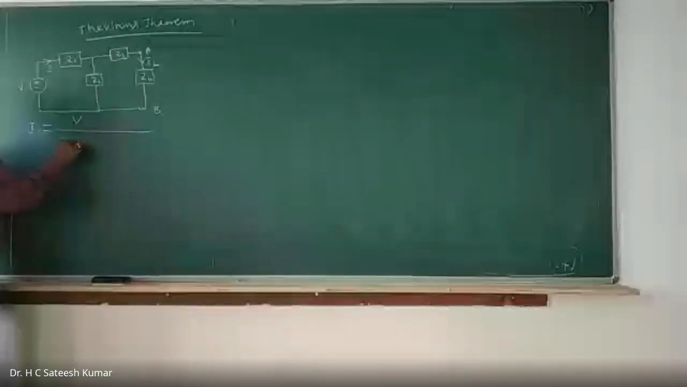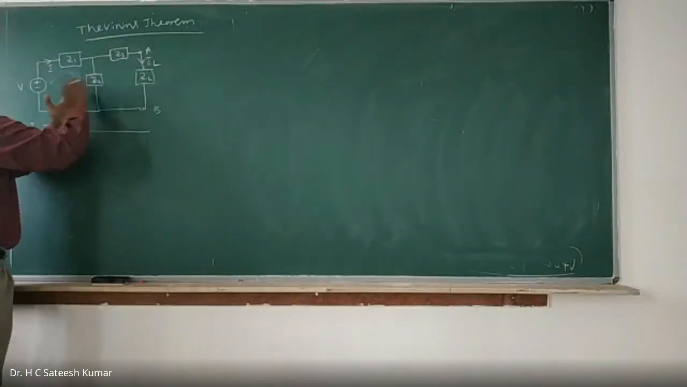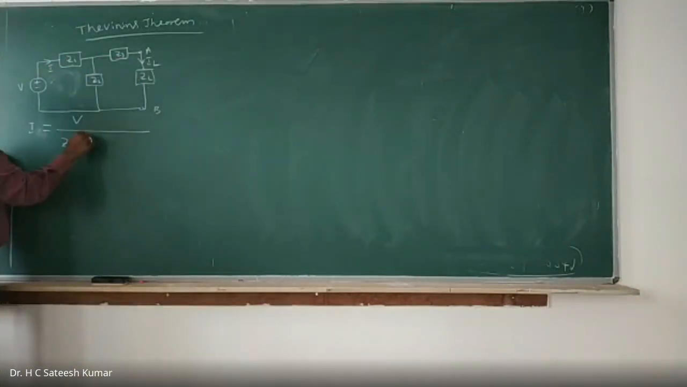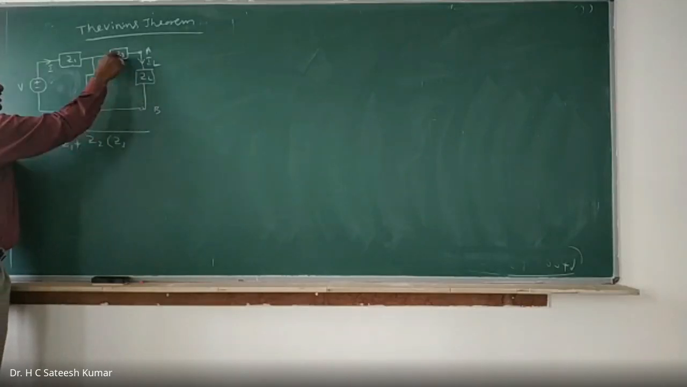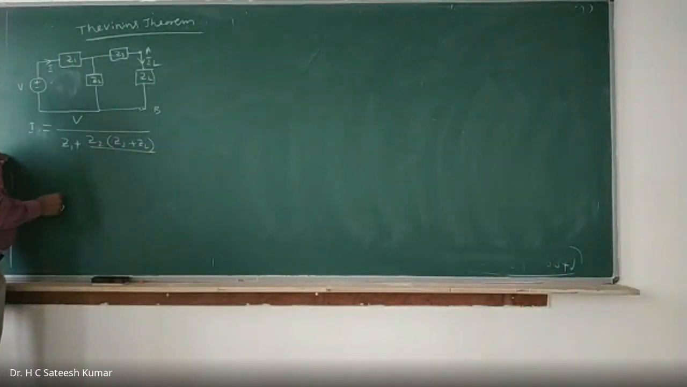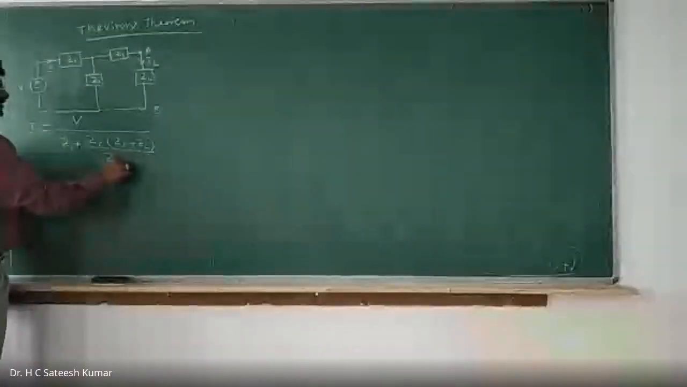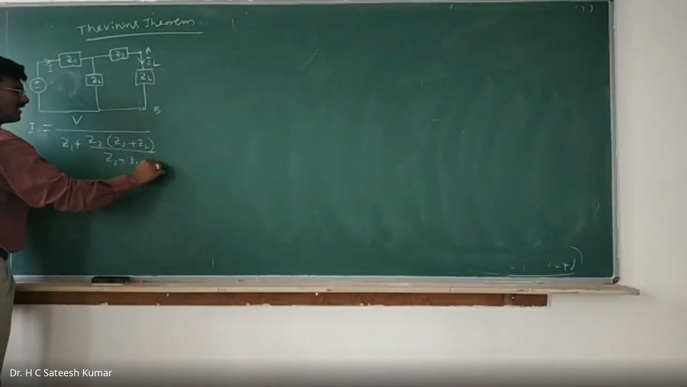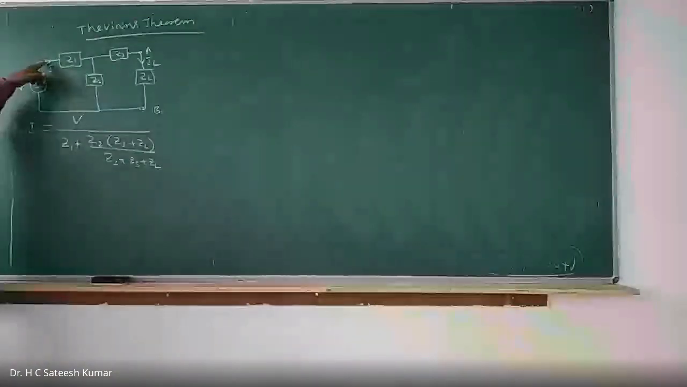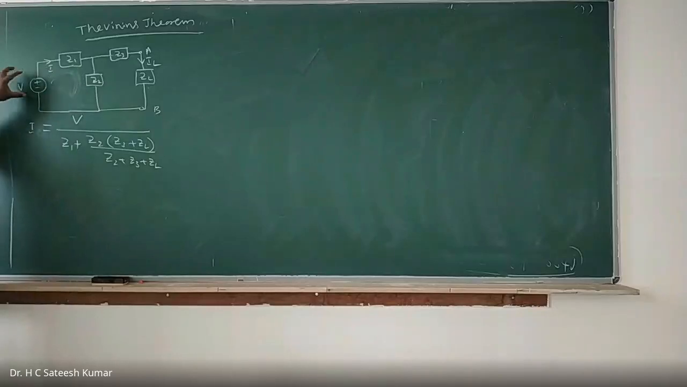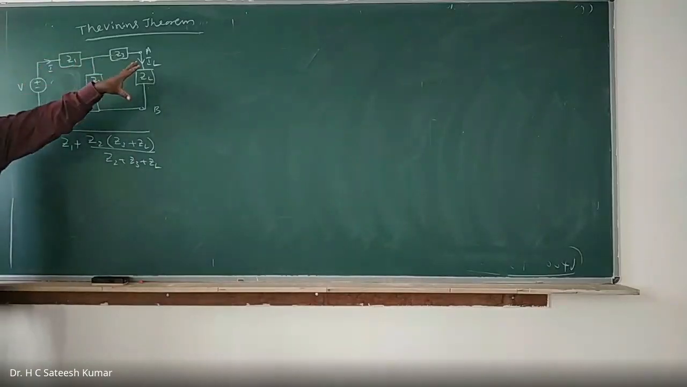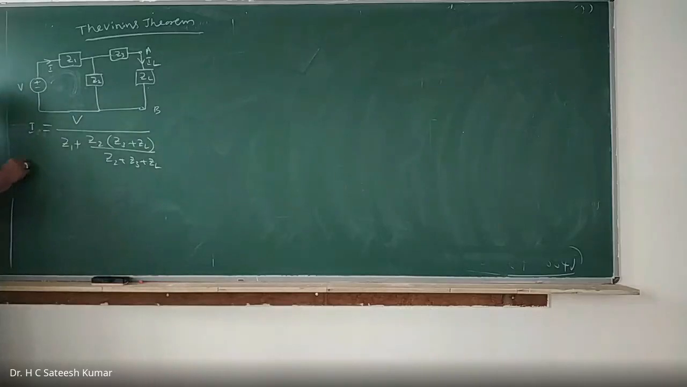Total impedance is what? Z1 plus, this is series. These two are parallel. These two are parallel means what? Z2 into Z3 plus ZL, because these two are series, divided by Z2 plus Z3 plus ZL. That is your total current I. This current is nothing but equal to total voltage divided by total impedance. Now you can write it: I is equal to V into, take this LCM to the numerator.